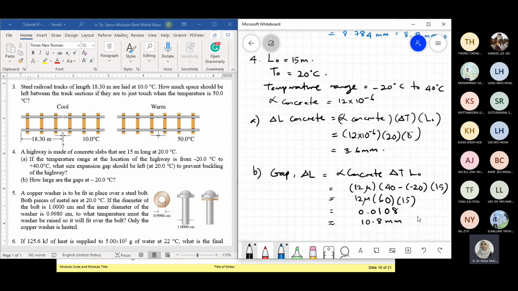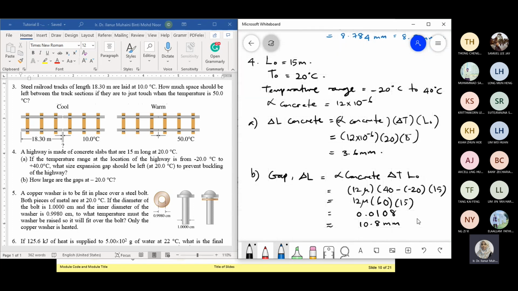This is the working for number 4, since there is no response from others. Miss, why use 40 minus negative 20? For the 40, change 40 from the original? Oh, not 20. Yeah, use 40.